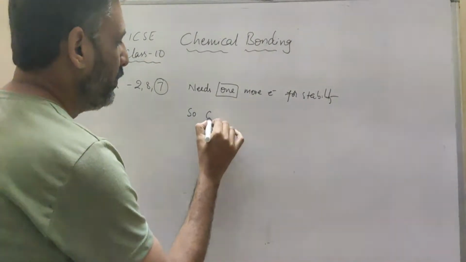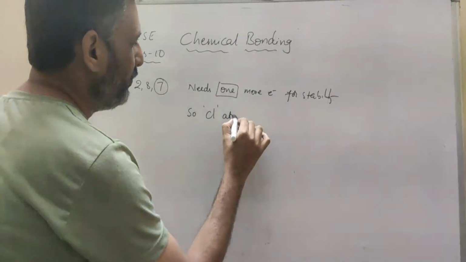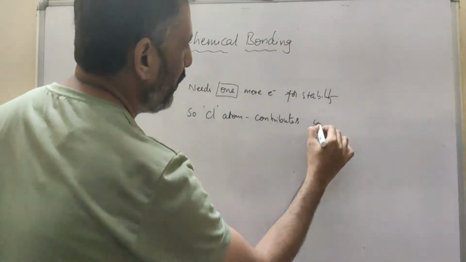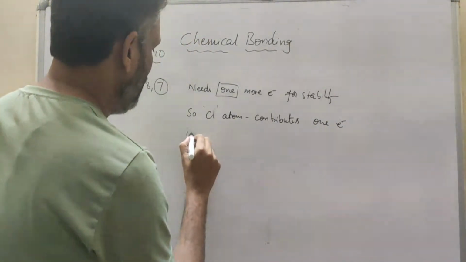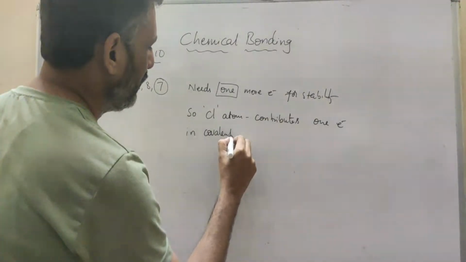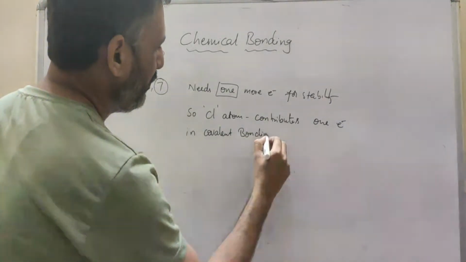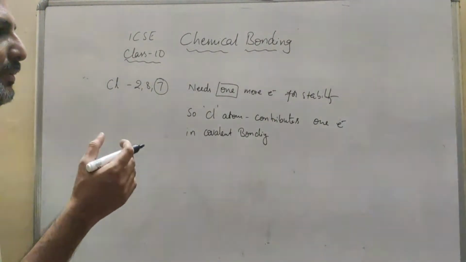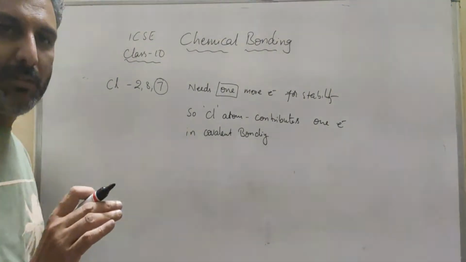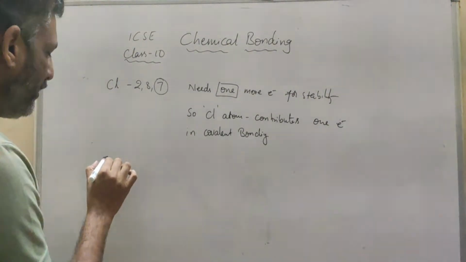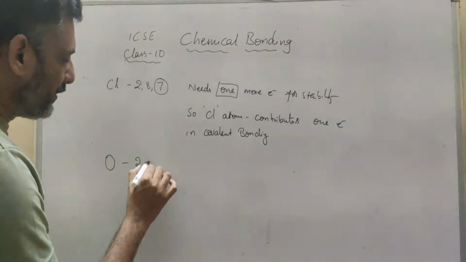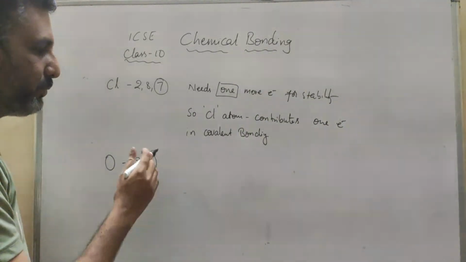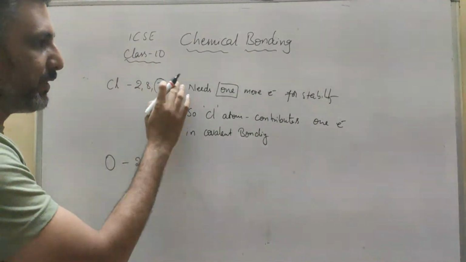So each chlorine atom contributes one electron in covalent bonding. However many more electrons that particular non-metal requires, that many electrons will be given by that non-metal for the covalent bonding. Let us see another example, oxygen, 2,6. It has 6 valence electrons. For stability, it requires 2 more, so that it becomes 6 plus 2, 8. Here, 7 plus 1, 8.